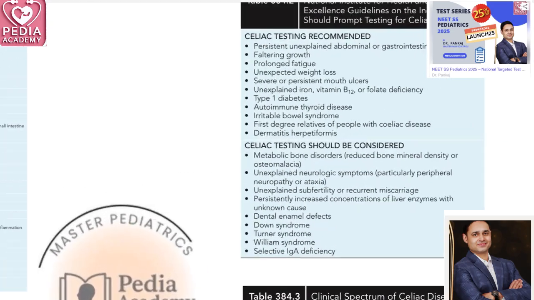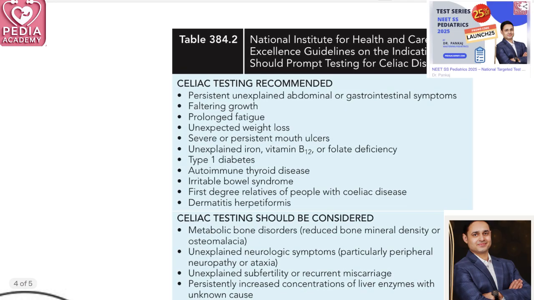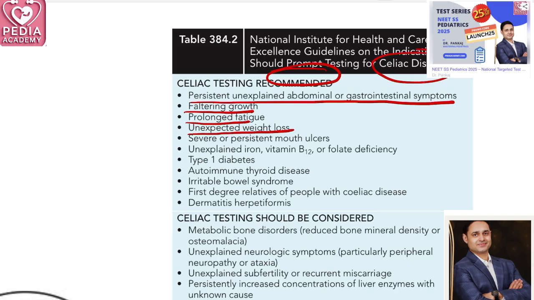Now we'll discuss the National Institute for Health and Care Excellence guideline on indications that should prompt testing for celiac disease. A patient came to your emergency and you want to screen him or her for celiac disease. It is recommended in which condition? Just remember, persistent unexplained abdominal or gastrointestinal symptoms, you should go for it. Faltering growth, yes. Prolonged fatigue, yes. Unexpected weight loss, you should go for it. Severe or persistent mouth ulcers, unexplained iron, vitamin B12 or folate deficiency, you should check it.